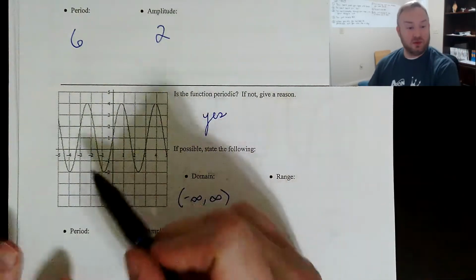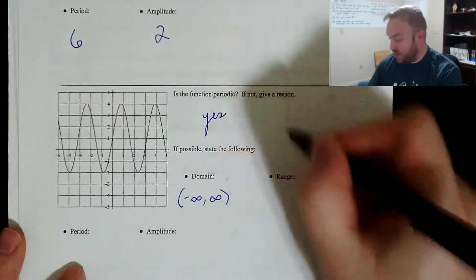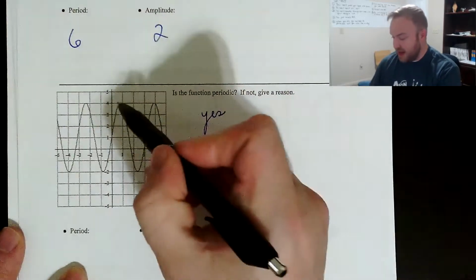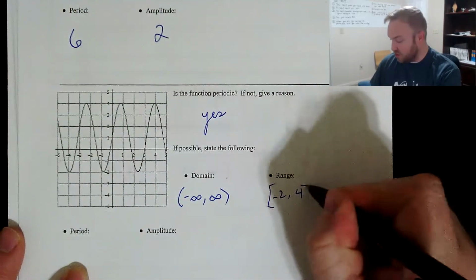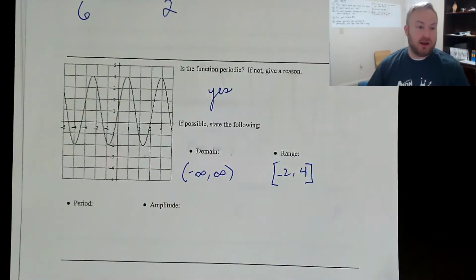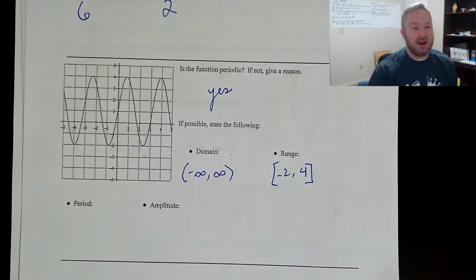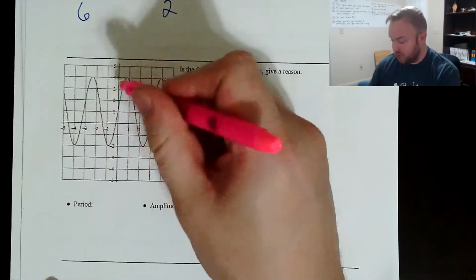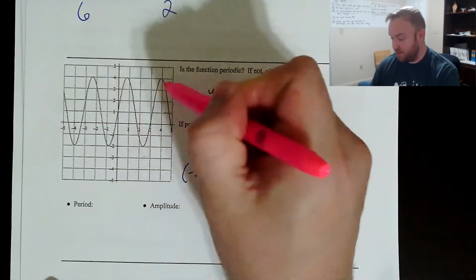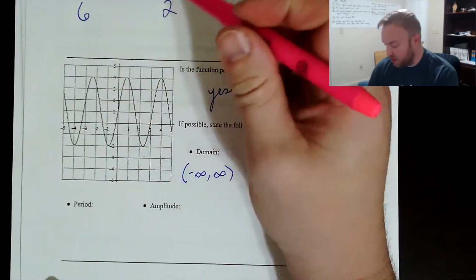Okay, for this one, the range, the lowest point has a y value of -2. The highest point has a y value of 4, so there's my range. For the period, you need to graph or just highlight one cycle of the graph. So you could go low point to low point, you could go high point to high point, however you want to do it, doesn't matter.